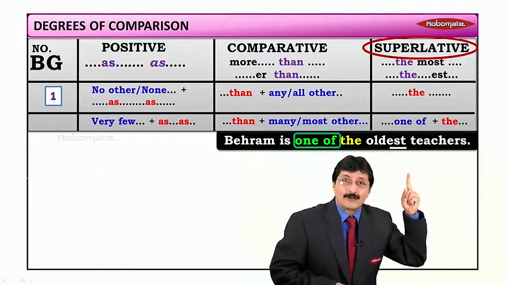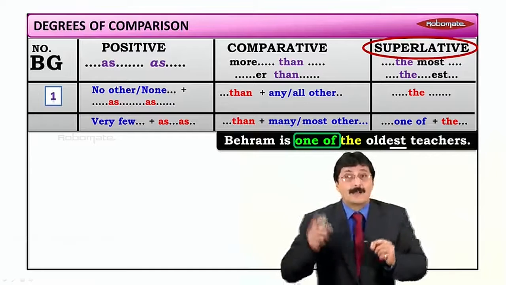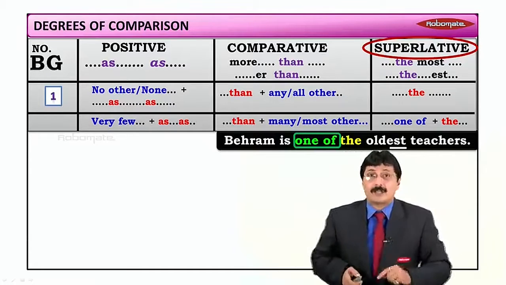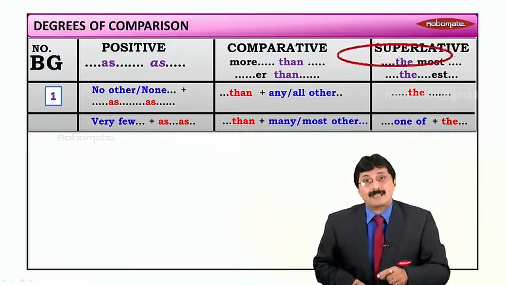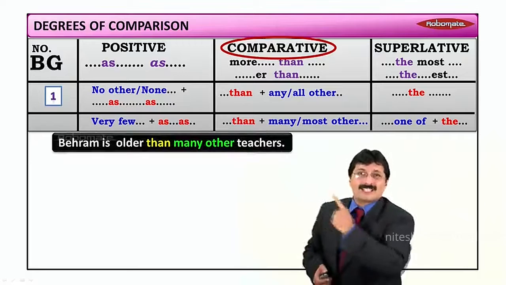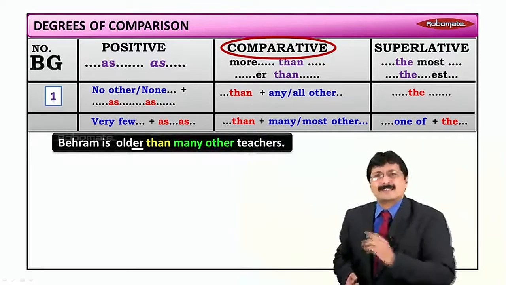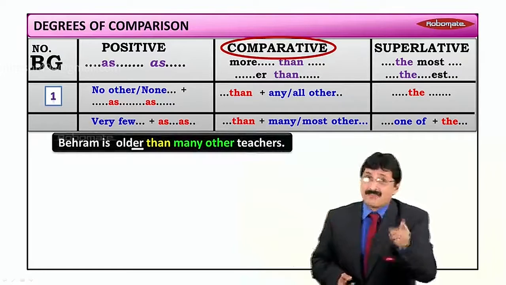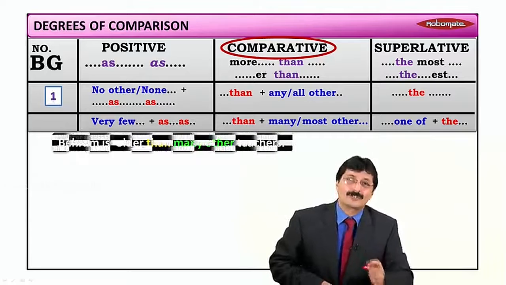Now you can see that here, one of the. Whenever there is only the, comparative is than plus any other and all other. But whenever there is one of the, my comparative will be than plus many other or most other. So Behram is older than many other teachers. Is this comparative? Yes, it is. ER. And the bodyguard than is also there. And many other or most other.